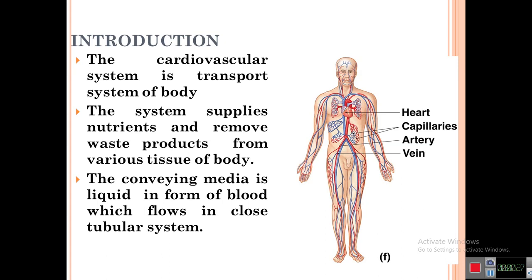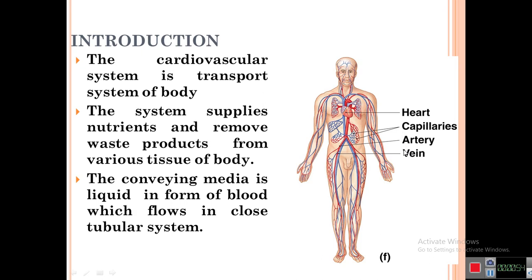Introduction of the human circulatory system. The human circulatory system is also called the cardiovascular system. Why do we call it the cardiovascular system? Because it consists of the heart and blood vessels. Look at this diagram. This is the heart and these are the blood vessels: vein, artery and capillaries. These three are the blood vessels.